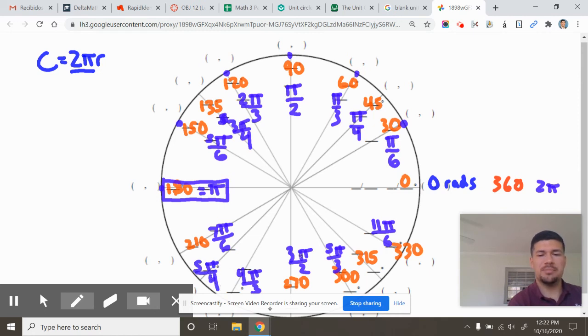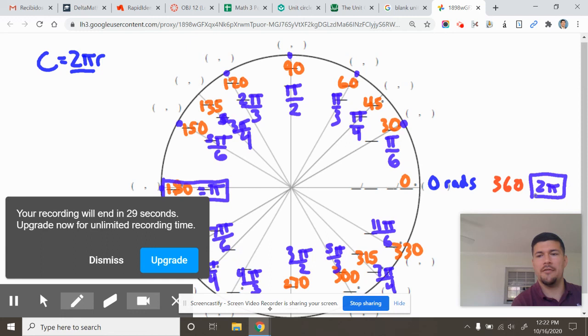All right, 6 pi over 4 I've already written as 3 pi over 2. And then 7 pi over 4 is 315 degrees. All right, in other words, 7 out of 4 pieces. And then 8 pi over 4 is the same as saying 2 pi, because 8 divided by 4 is 2.